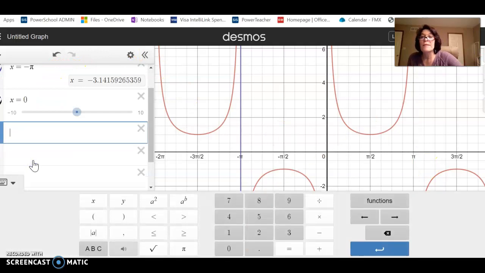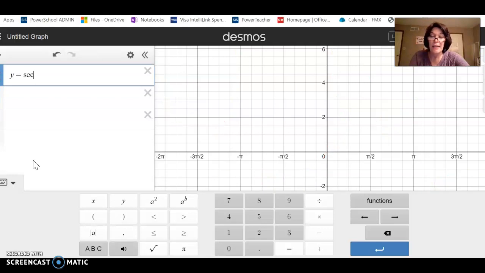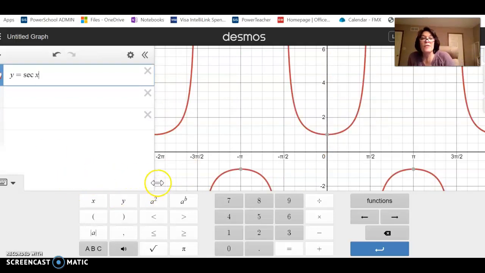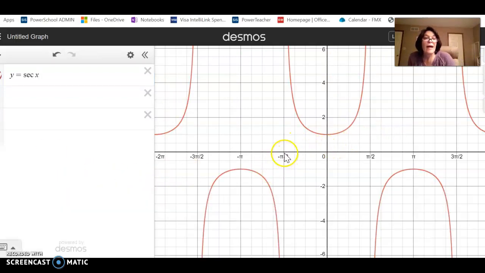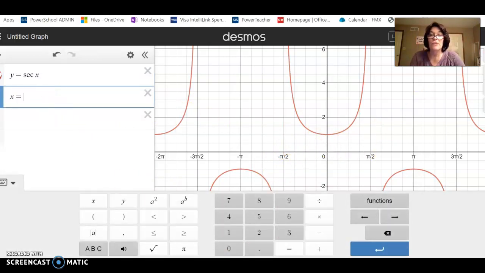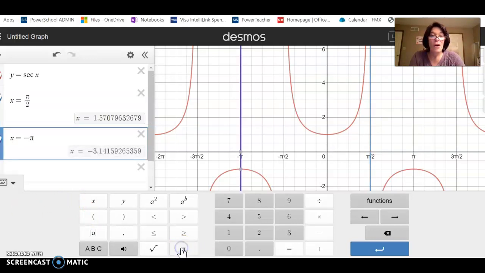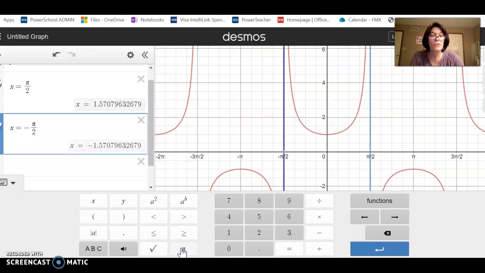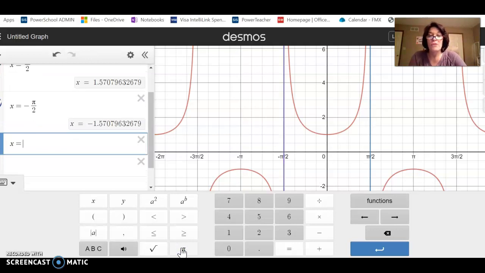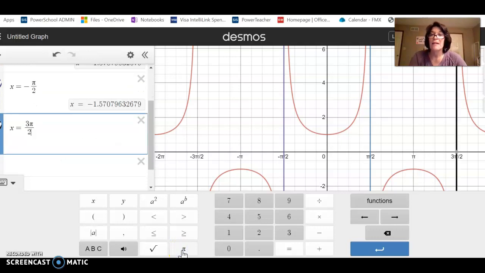Now it's going to be different because we're going to be doing y equals secant. And so as you can see, the vertical asymptotes are at pi over 2 and negative pi over 2. Okay? x equals pi over 2, x equals negative pi over 2. All those odd pi over 2's are where cosine is 0. So that's obviously where secant is undefined.